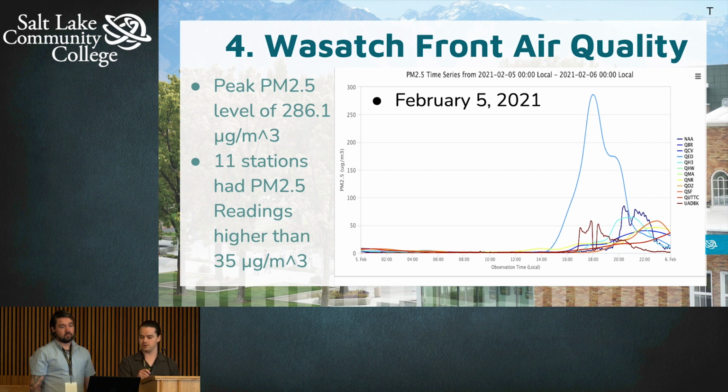So really small particles, and typically air quality is considered bad when we have 35 micrograms per meter cubed in the atmosphere. And when we look at this graph, we can see for the February 5th day, we had a station that read almost 300 PM 2.5. So that was really high. And then in total, 11 stations throughout the Salt Lake Valley had levels above 35. So this was a pretty big dust event, and many were close to 100 as well.